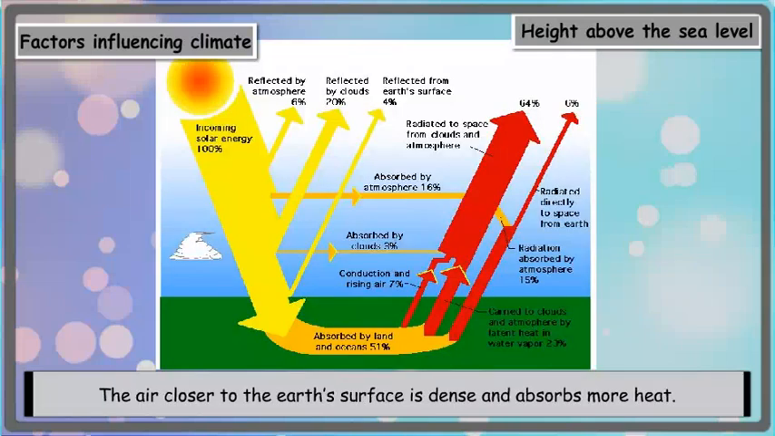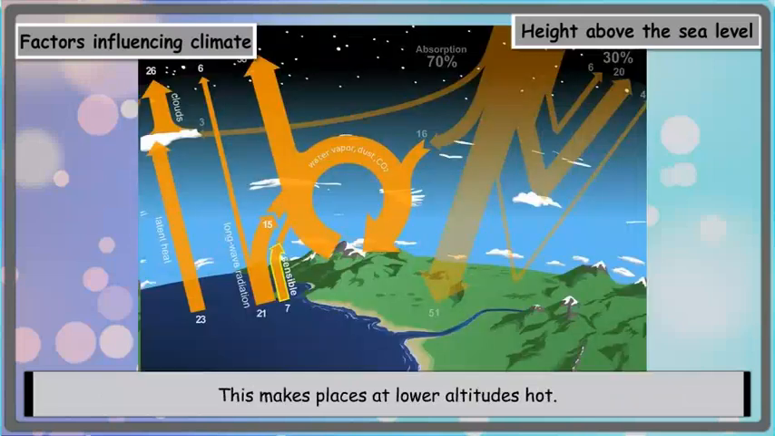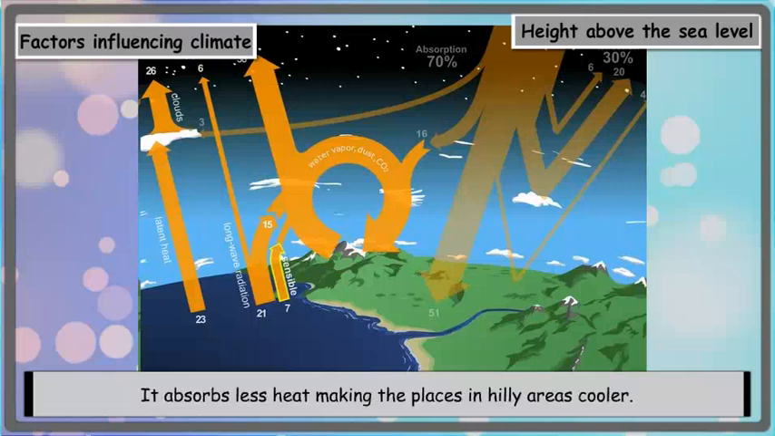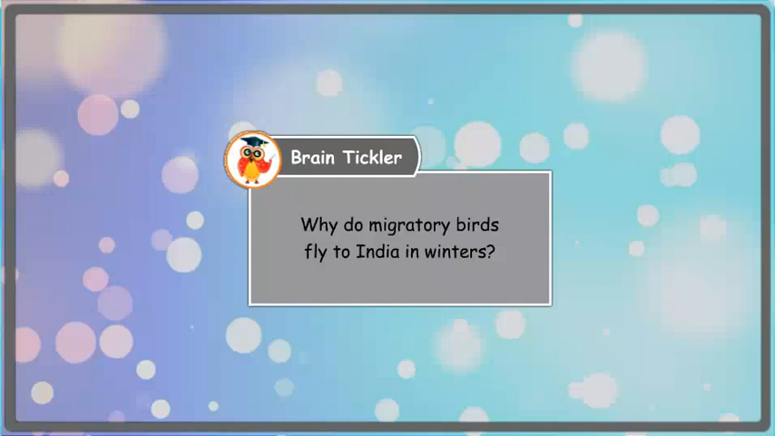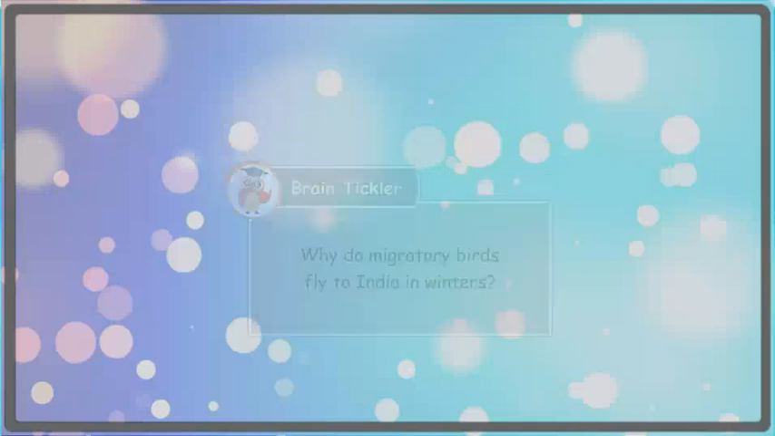The air closer to the Earth's surface is dense and absorbs more heat. This makes places at lower altitudes hotter. The atmosphere is thinner at high altitudes. It absorbs less heat, making the places in hilly areas cooler. Brain tickler. Why do migratory birds fly to India in winters?